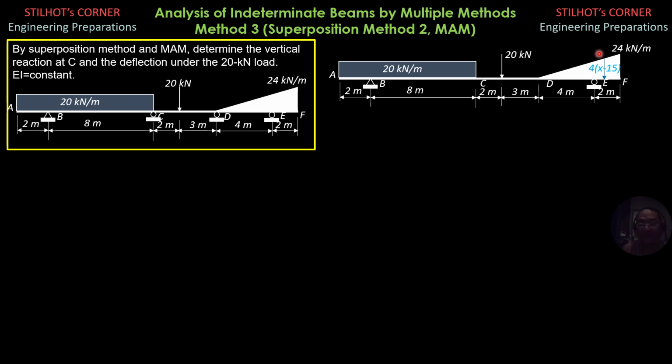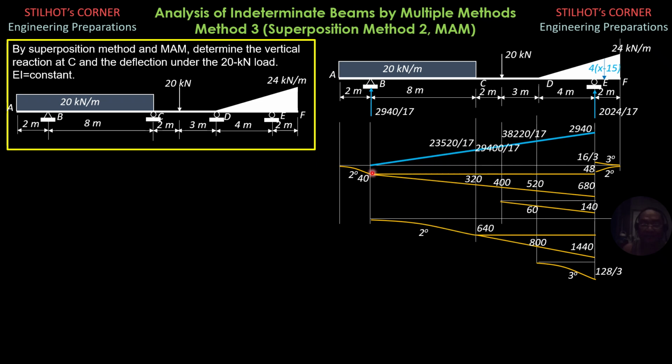So remember, this is 4 times x minus 15 if that is x, but at E, the intensity of the loading is 16 kilonewton per meter. This no longer applies because this is by the moment area theorem. So take note that these are the support reactions of this determinate beam. Then by the area moment method, we'll make the moment center at E as shown.